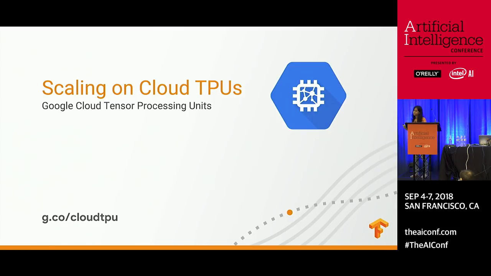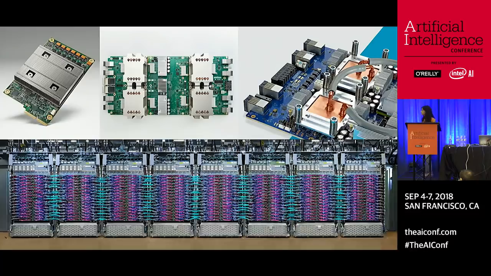What about cloud TPUs? TPU stands for Tensor Processing Units. These are custom ASICs designed and built by Google, especially for accelerating machine learning workloads. In the picture here, you can see the various generations of TPUs. On the top left, you can see TPU v1. In the middle, you can see Cloud TPU v2, which is now generally available in Google Cloud. And on the right side, you can see TPU v3, which was just announced at Google I/O a few months ago and is now available in alpha.